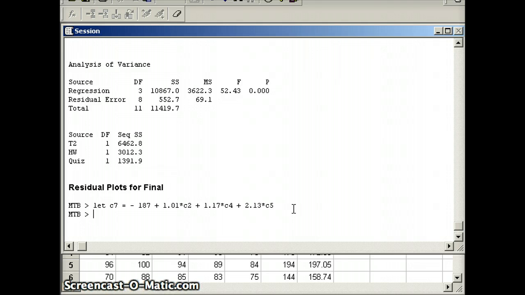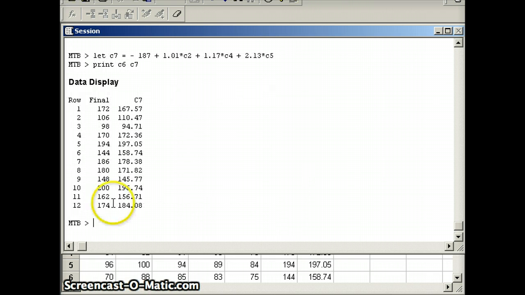And then let's compare our results. We're going to say print C6, C7. C6 is the observed score on the final exam, and C7 is the predicted score on the final exam. And you can see they're all relatively close. Within 5, within 4, within 4, within a couple, within 3. 6 is off by quite a bit. 7 is off. 8 within 9. 9 within 3. 10 within 3 or 4. 11 within 6. And 12 is off a little bit.